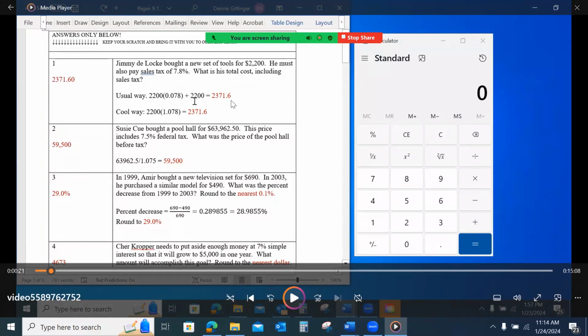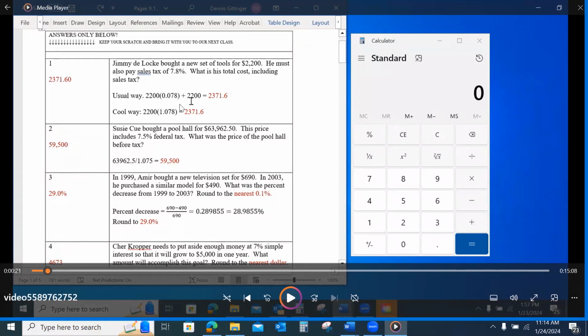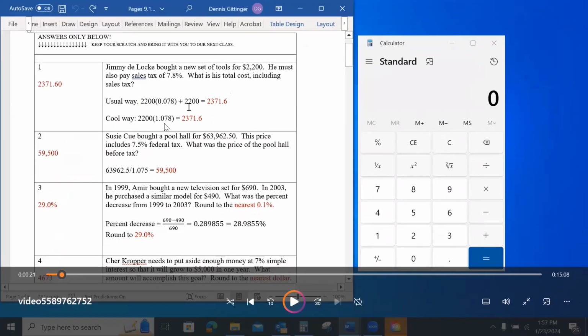If you're going to buy something for $2,200 and you have to pay tax of 7.8%, you can either multiply the 2,200 times 0.078 and add the 2,200, or you can just multiply it by 1.078. The 1 times 2,200 is 2,200, and the 0.078, that is the tax rate. And you don't have to put a zero after the 6. But you can. The calculator doesn't know it's money. We're used to looking at 60 when it's 60 cents.